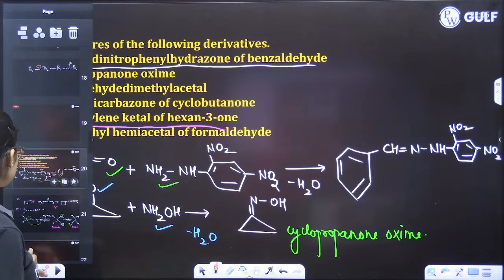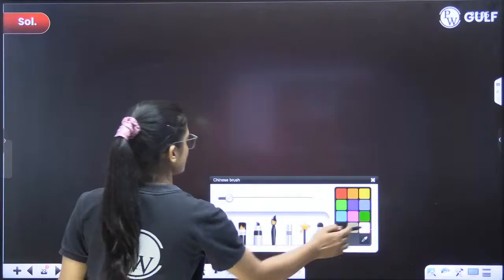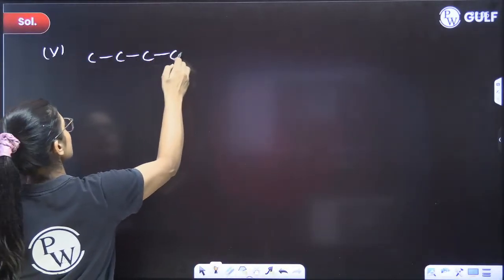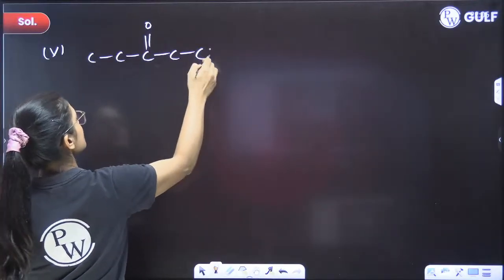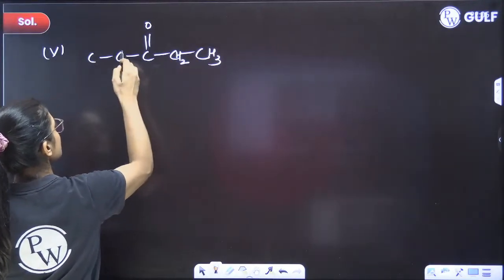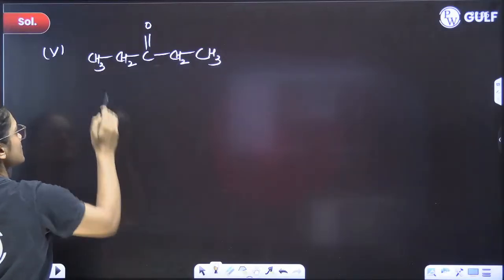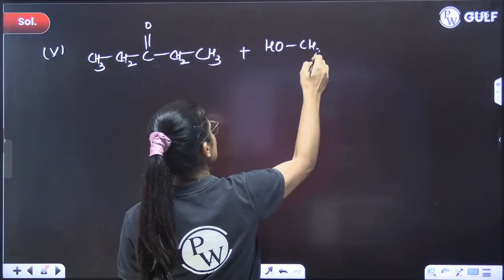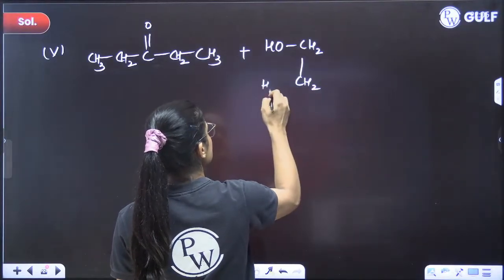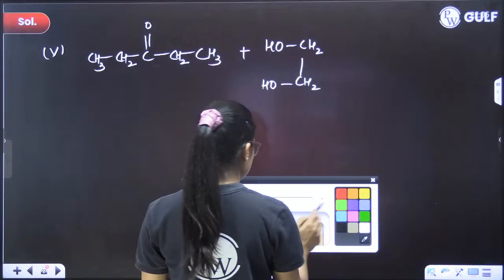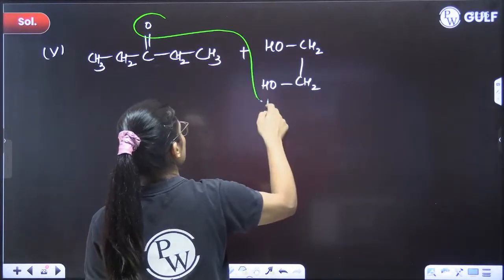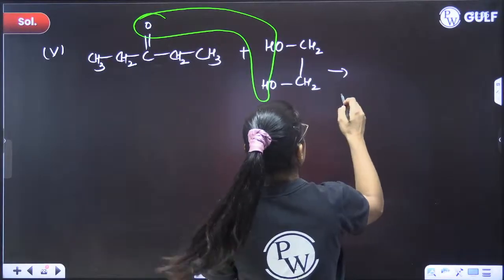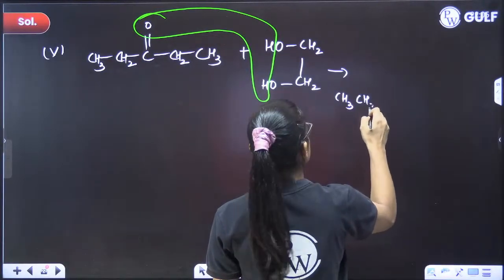So the fifth one is hexane 3-one. 1, 2, 3, 4, 5. This is hexane 3-one, and you are carrying out this reaction with ethylene glycol, CH2OH. So there will be removal of water, H2O will remove. And what you'll get here is CH3, CH2, C.